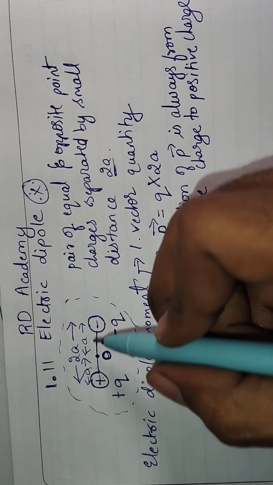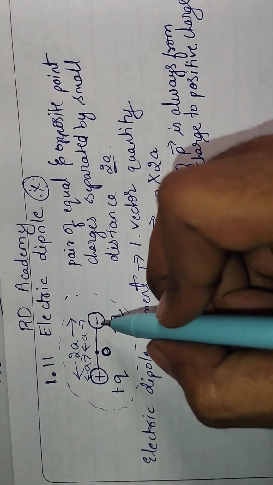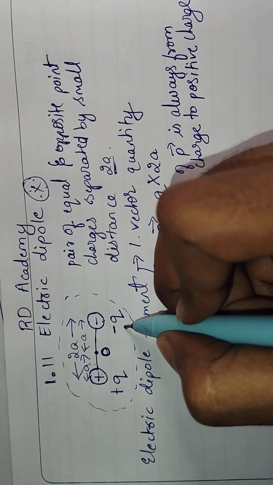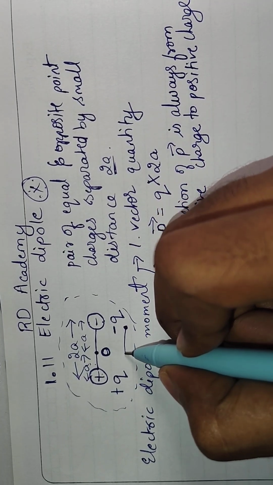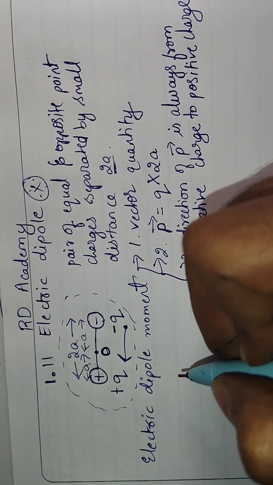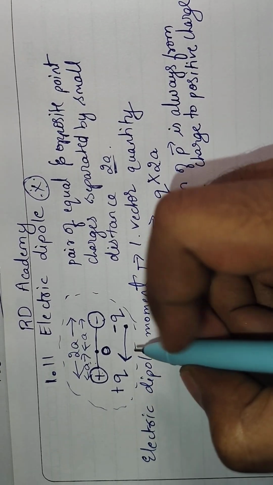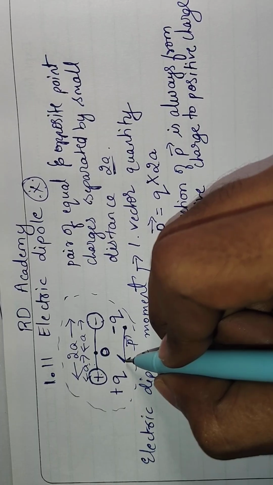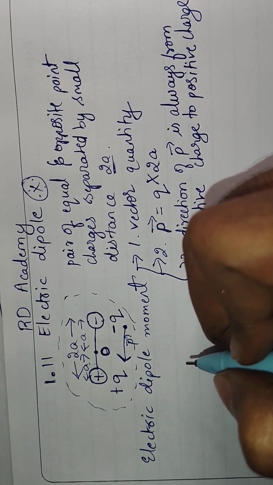So in this diagram, what is the direction of the electric dipole moment? It starts from the negative charge. This is the tail end of the vector, and it heads towards the positive charge. So this vector is the direction of the electric dipole moment.